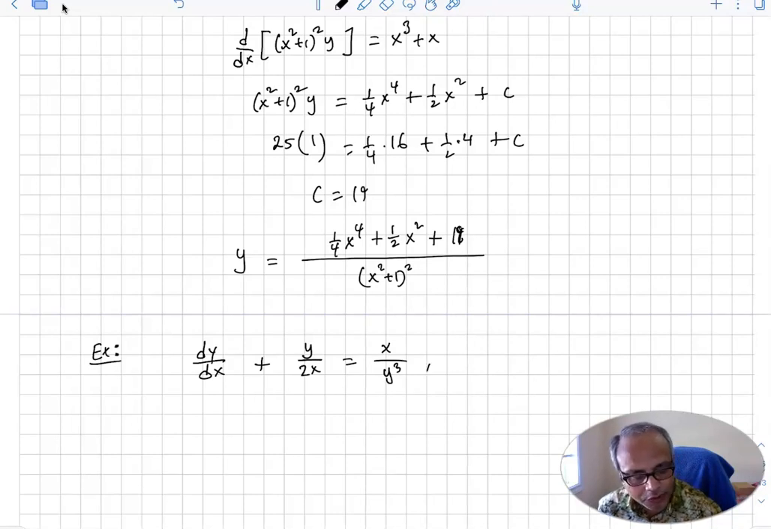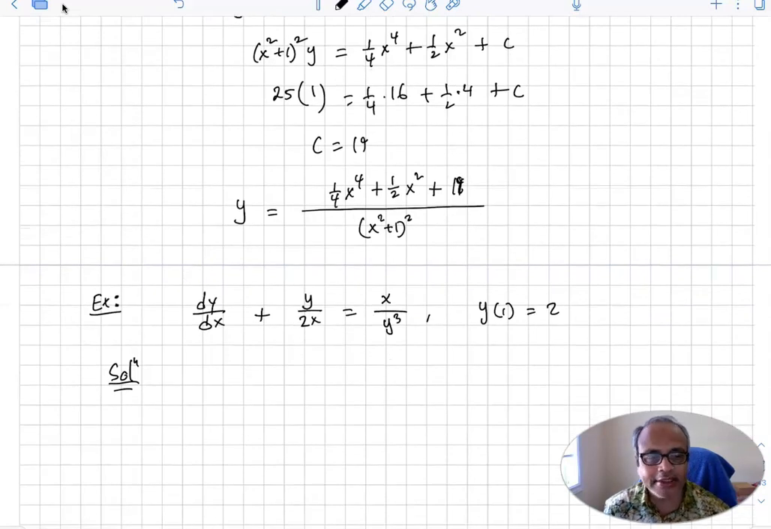And I'm also going to consider a condition so that I can determine the constant of integration. And this is a first order differential equation, so I need only one condition. And remember, with this condition, it is called an initial value problem. So often you are asked to solve the initial value problem.